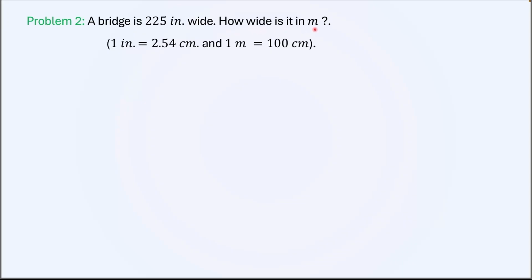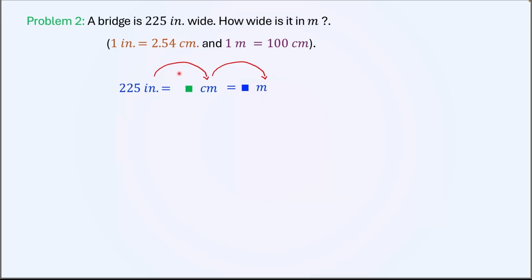A bridge is 225 inches wide. How wide is it in meters? We need to find 225 inches is how many meters. You are given two conversion factors. The conversion factor between inch and centimeter, and the conversion factor between meter and centimeter. No direct conversion factor between inch and meter is given, so we need to use the two conversion factors. What you need to do is first convert inches to centimeter using the first conversion factor, and then convert centimeter to meter using the second conversion factor.